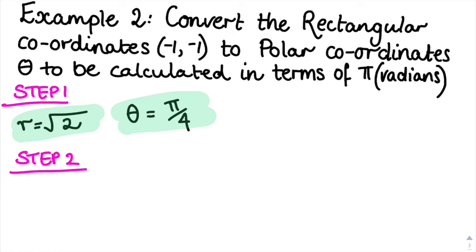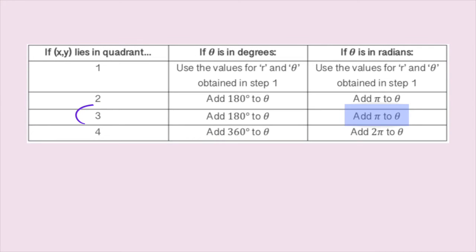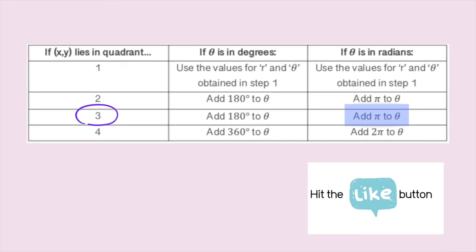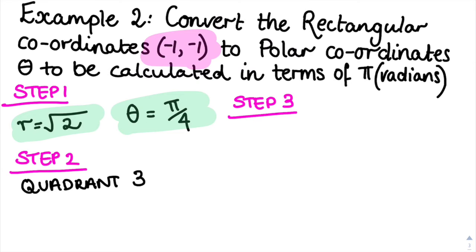Remember that we may need to make alterations to theta depending on what quadrant our xy pair lies in. -1, -1 lies in quadrant 3. Step 3, take this information to the table and see if there are any alterations that need to be made to theta. We can see that if our xy pair lies in quadrant 3, we need to add pi to theta. Remember that we're working in radians for this question, so I focus on this element. If we were working in degrees, I would simply add 180 degrees to theta. Okay, so we need to add pi to theta.